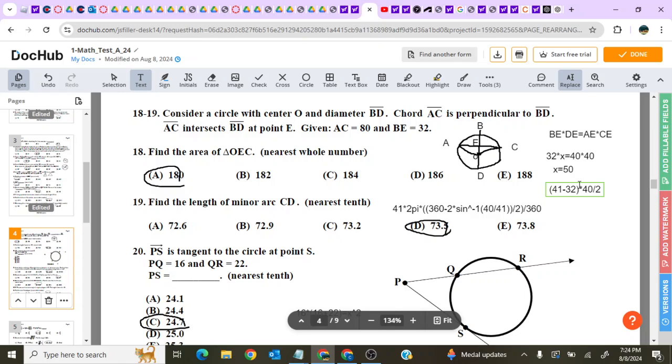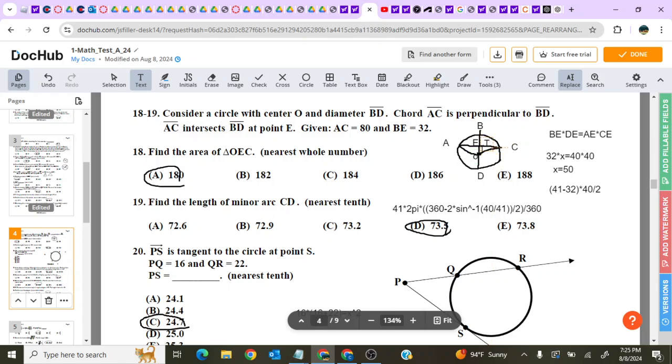And then find the length of minor arc CD. In this case, you do have to figure out this angle right here and realize that the measures of these two angles are equivalent because this is a diameter. We already talked about it. Everything's basically symmetric because it's perpendicular and a diameter and all that stuff.